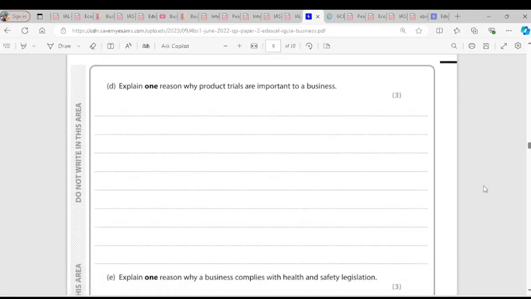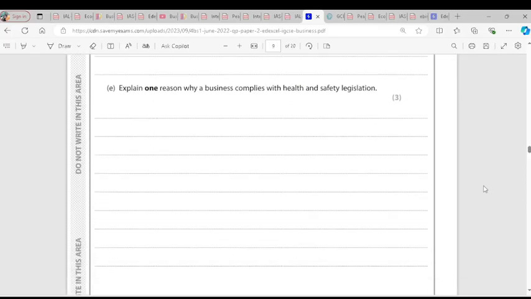Then question E. Explain one reason why a business complies with health and safety legislation. A business might comply with health and safety legislation because if it does not comply, it might be sanctioned by the government. It is a legal requirement. So if you don't comply, the government might sanction your company or might even close down your company.